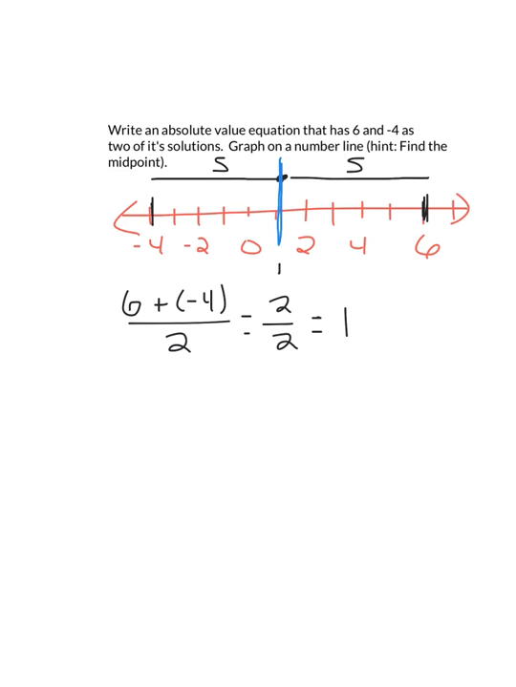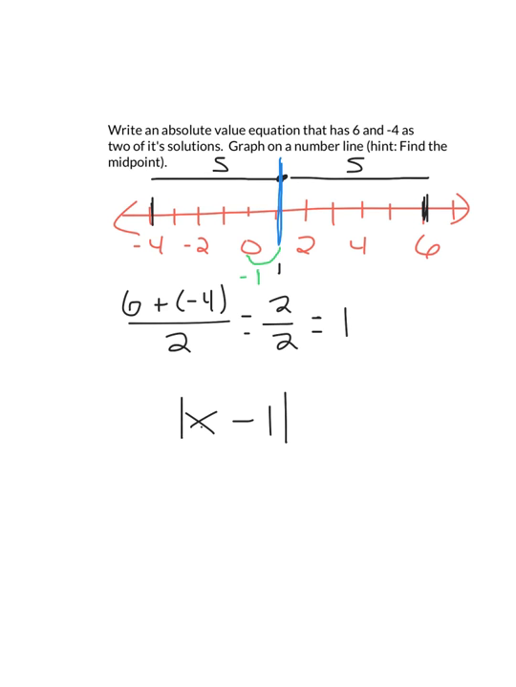So how do we move it to 0? Well, we're going to simply take 1 away. That's -1, okay? So in my absolute value equation, if I'm creating it, I'm going to take 1 away from x, okay?